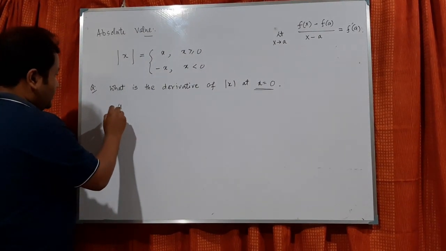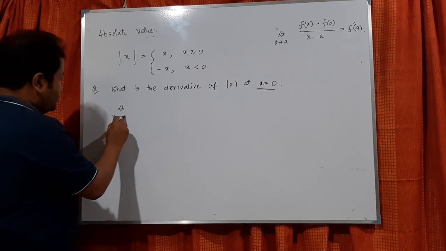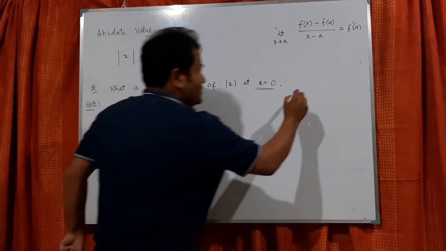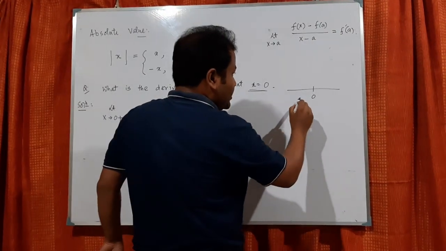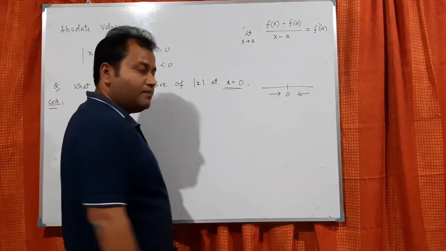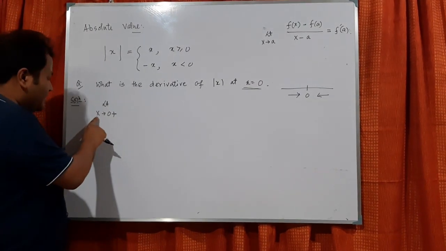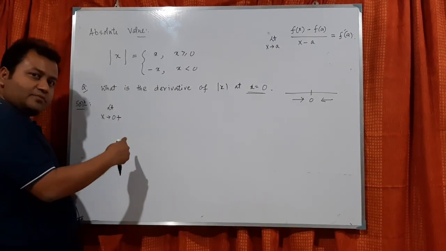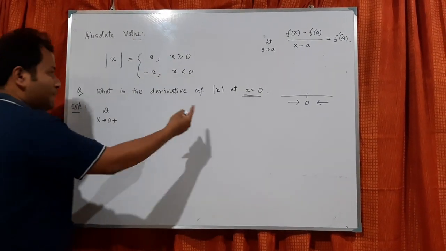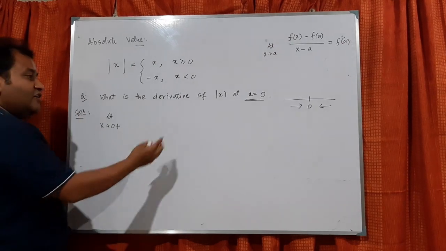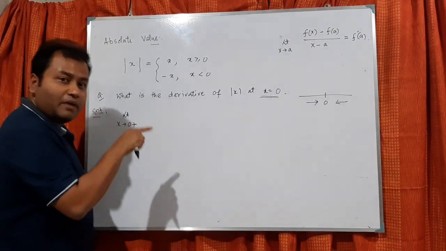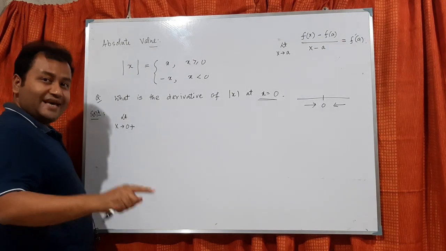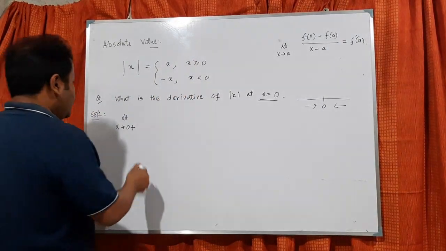So, limit x tends to 0 plus. What does that mean? See, this is the 0 point. You can go to 0 from the left hand side or from the right hand side. From any side you can reach 0. Now when I am writing x tends to 0, that means I can reach 0 either from the right hand side of 0 or from the left hand side of 0. So if I am approaching from the right hand side of 0, then it is 0 plus. If I am approaching from the left hand side of 0, then it should be 0 minus. And if both limits are the same, then only the derivative will exist, because then only the limit will exist.